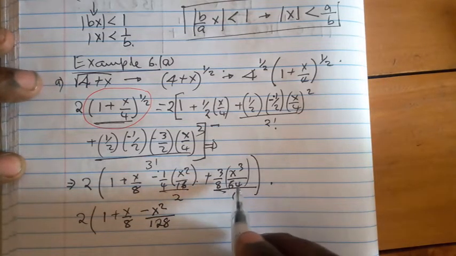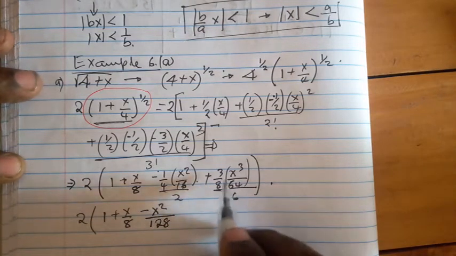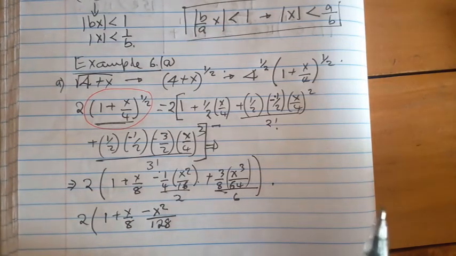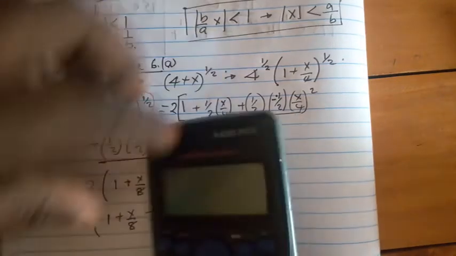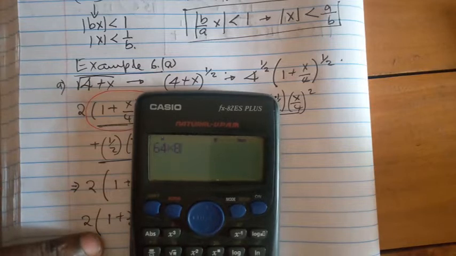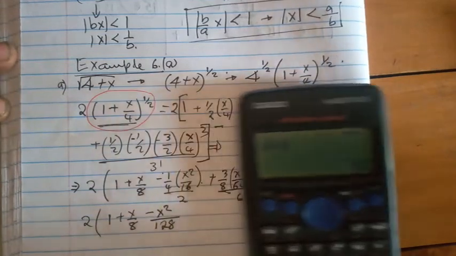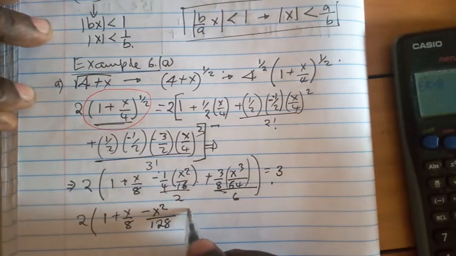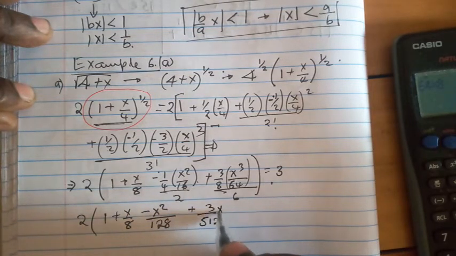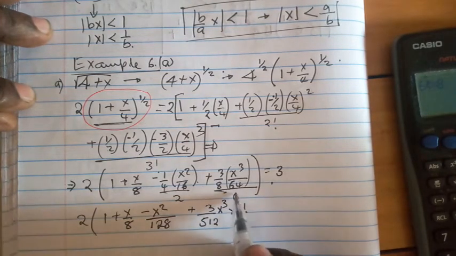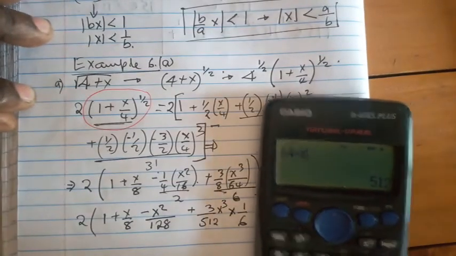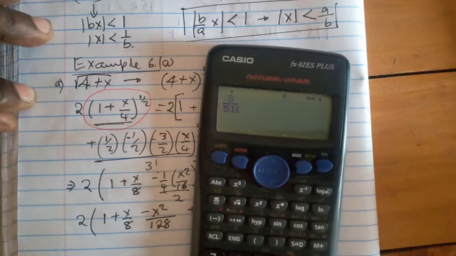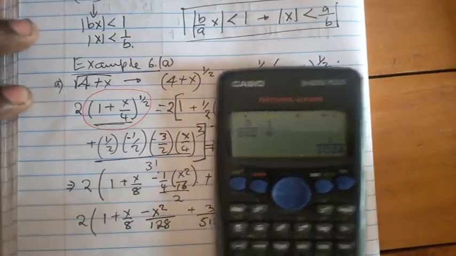This is going to be 3 over 64 times 8. Let us see what 64 times 8 is, which is 512. This part alone is going to be plus 3 over 512 x cubed times 1 over 6, because we are dividing everything by 6. Now dividing by a number means multiplying by its reciprocal. So 3 over 512 times 1 over 6 gives us 1 over 1024.